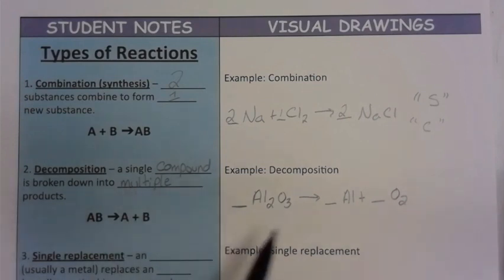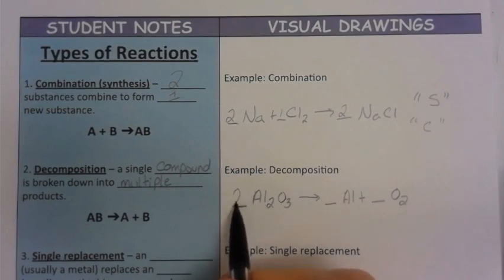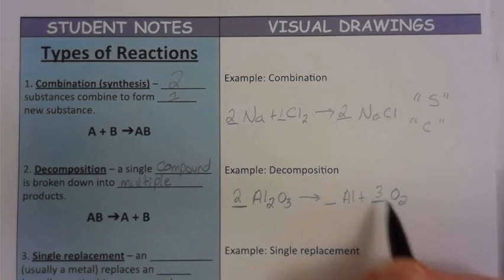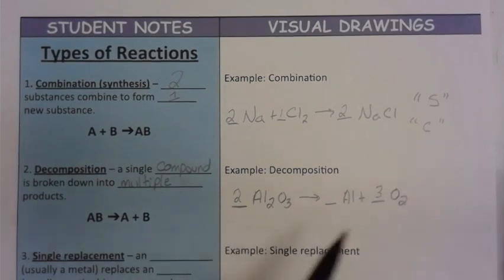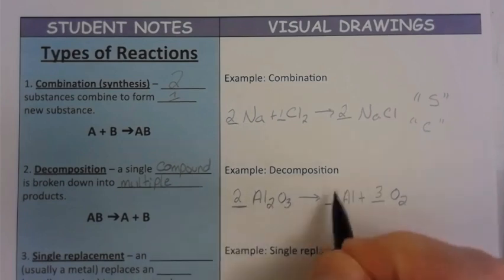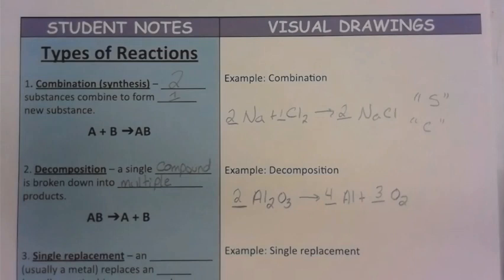And so then we'd have to go through and balance out this decomposition reaction, focusing on this 3-2 oxygen balance. So we would have 2 Al2O3s and 3 O2s, so that we have 6 oxygens going in and 6 oxygens coming out. And then those 4 aluminums going in are going to have 4 aluminums coming out.